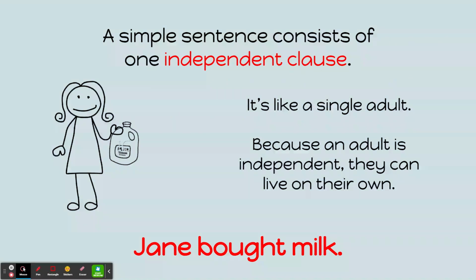Let's start with a simple sentence. A simple sentence consists of one independent clause. It's kind of like a single adult. Because an adult is independent, they can live on their own. So an example of a simple sentence would be, Jane bought milk.